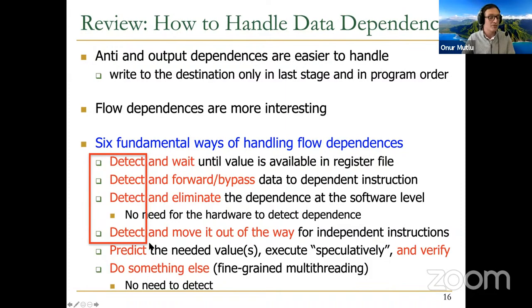And then we're going to talk about predicting and doing something else that's going to be the subject of this lecture, although we're not going to spend a lot of time on the prediction part, which is still fascinating though. Okay, so let's talk about this detecting and stalling.